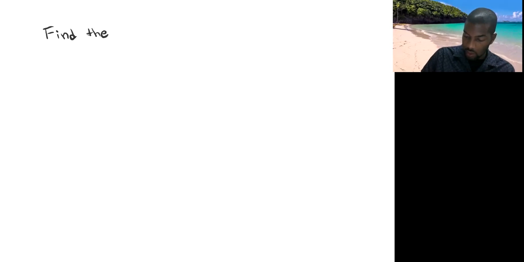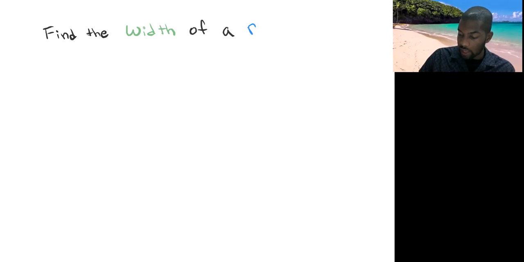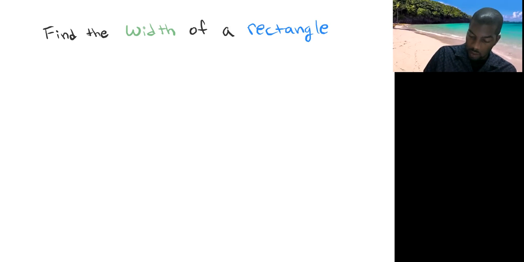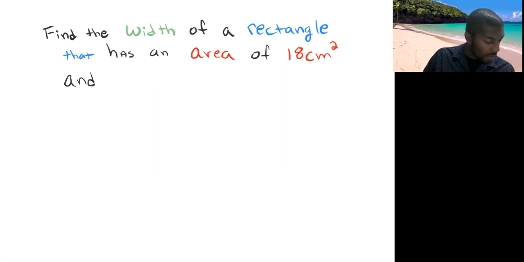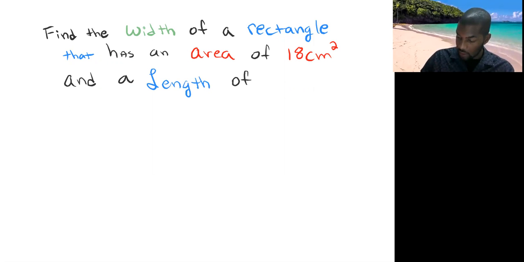Find the width of a rectangle that has an area of 18 centimeters squared and a length of, I should make it blue, 6 centimeters.